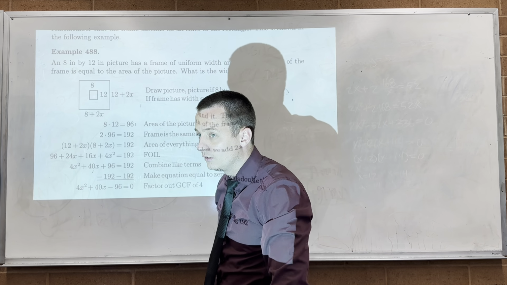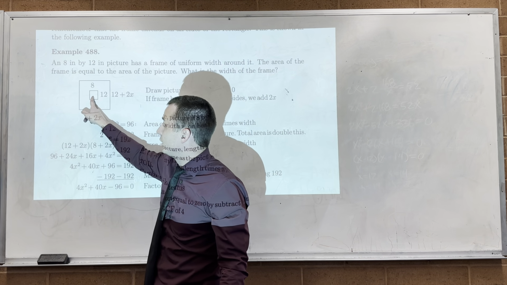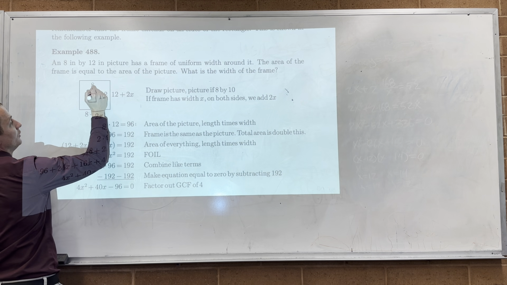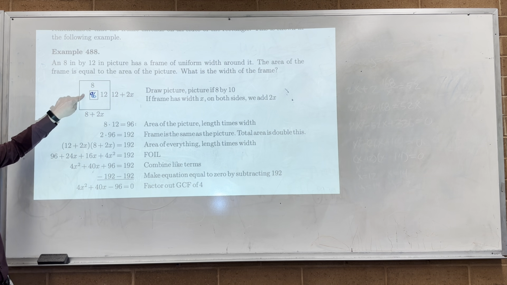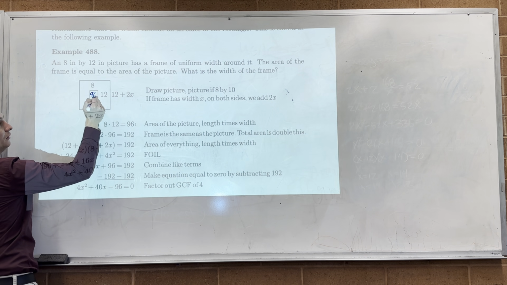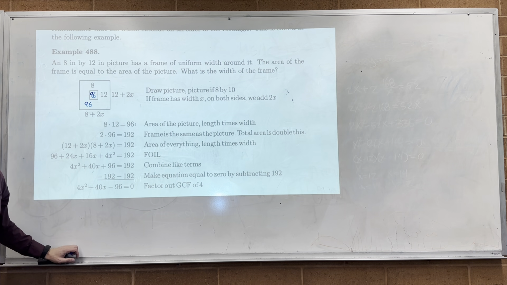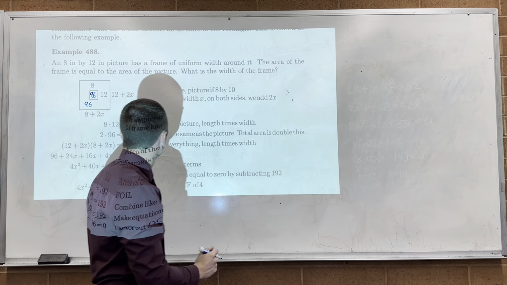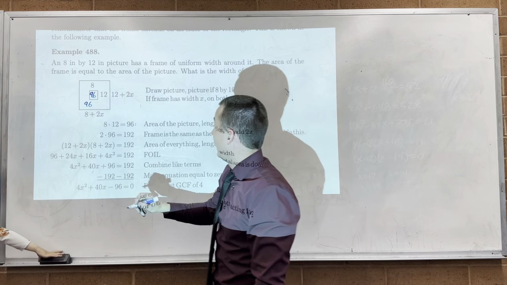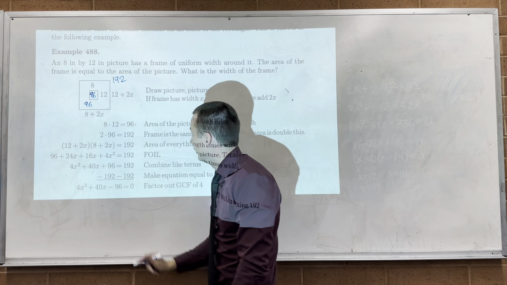You with me? Now we know the area of this inner piece. What's the area of this inner piece? 96. It's just 8 times 12. So the area of this outer piece has to also be 96. And so the area of the whole rectangle then has to be what? 192. How do we get that? Because it has to be twice as big. Yes. So the area of the whole thing is 192. We'll just put that right there.